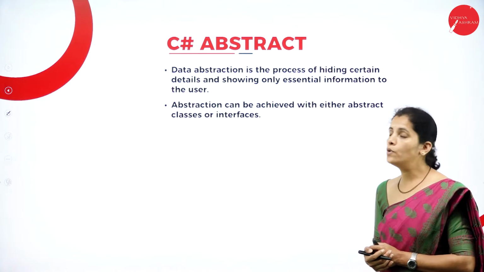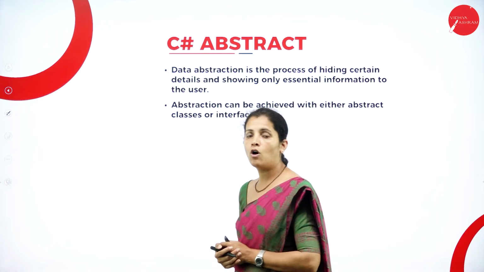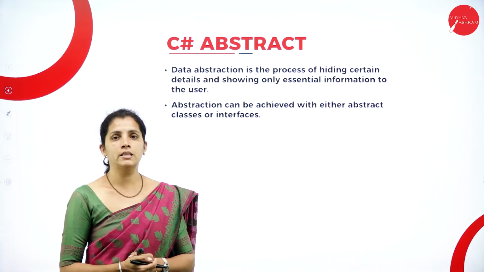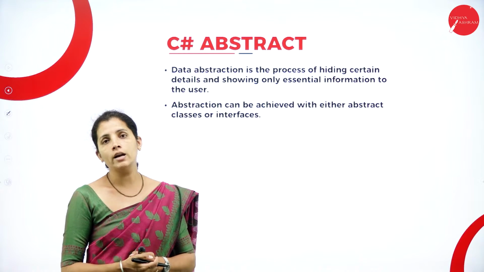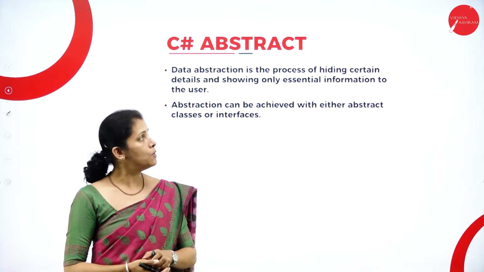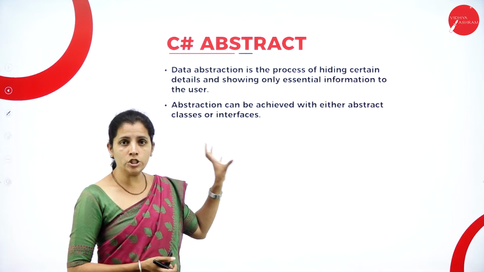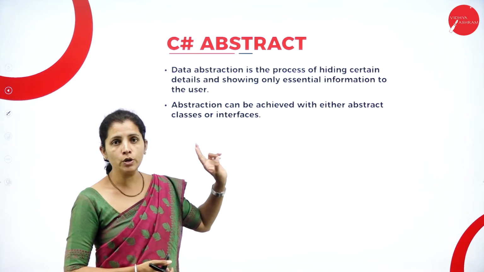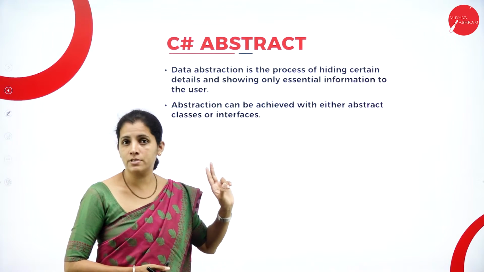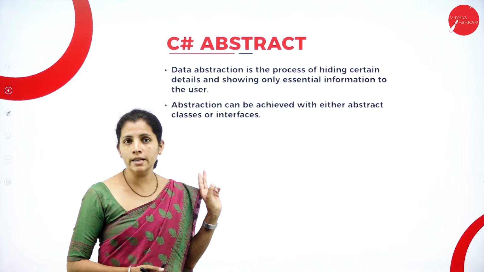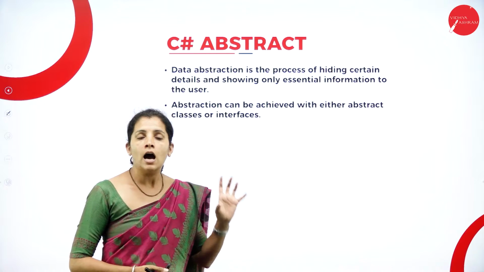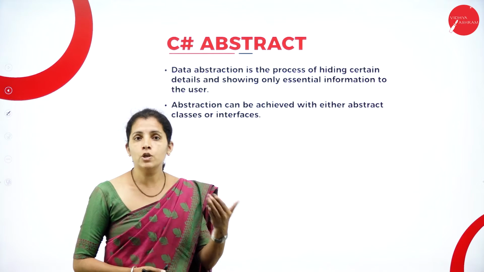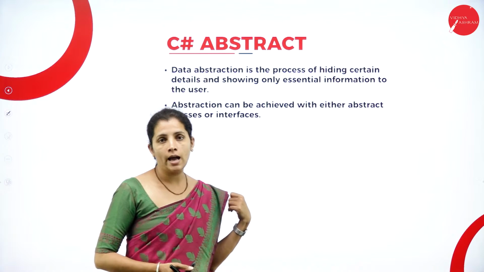Now, dear student, I'm going to introduce the concept called abstraction. So what is data abstraction? That's nothing but data hiding or data binding. To achieve data abstraction in C#, we are going to use the keyword called abstract. So, dear student, think that I want to hide the implementation from the user. That time I can go with abstraction.